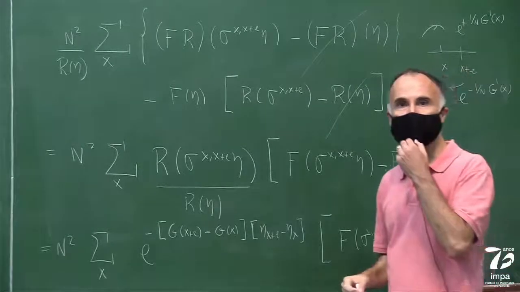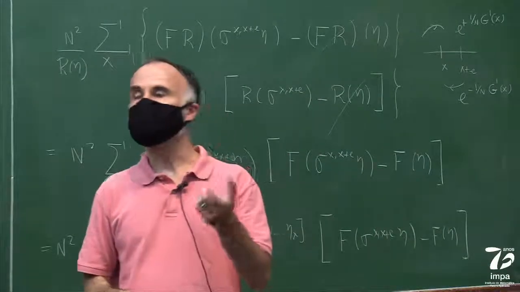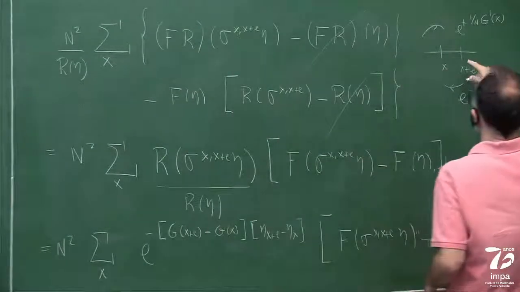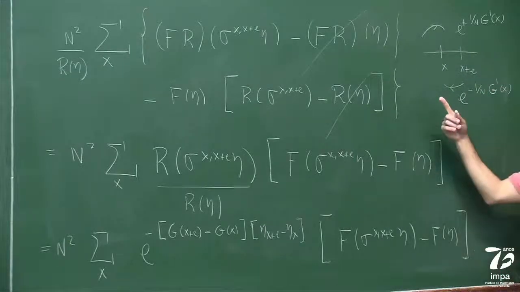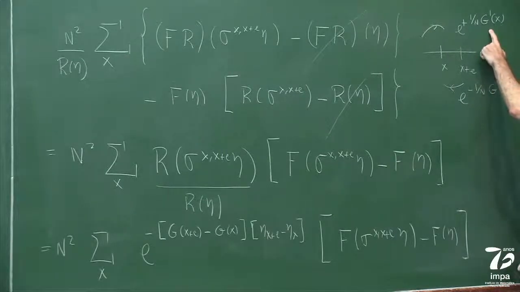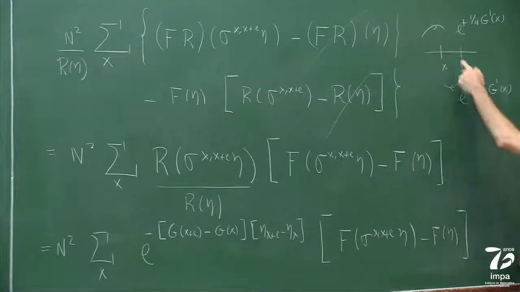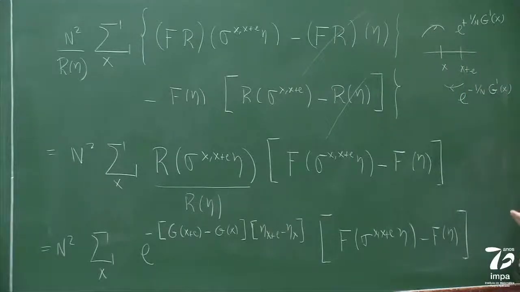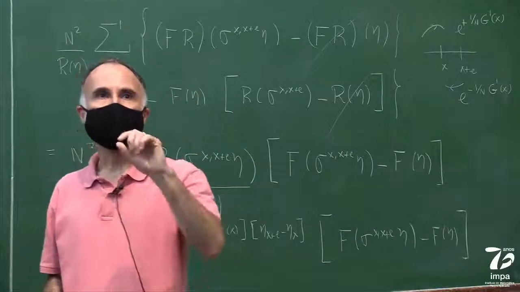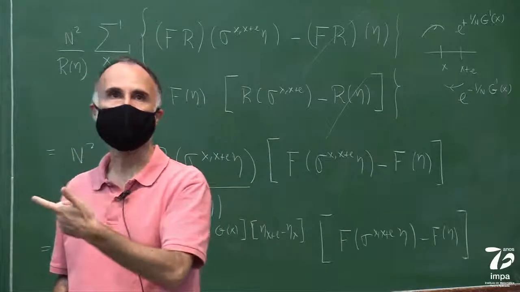Which means that now this dynamics is not symmetric anymore, but it is weakly asymmetric. Because instead of jumping with rate 1 to the right and 1 to the left, I'm jumping to the right with rate 1 plus 1 over n g prime. So if g is increasing, g prime is positive, which means that I'm jumping with a rate which is 1 plus a constant positive divided by n to the right, and to the left I'm jumping with 1 minus this constant divided by n. So the process is asymmetric, it's not symmetric anymore, but it's weakly asymmetric because the rate is 1 plus 1 over n.